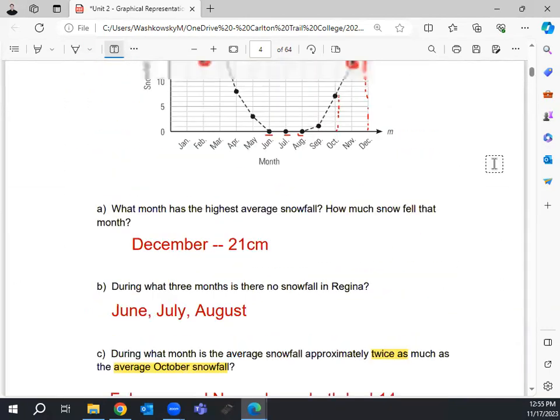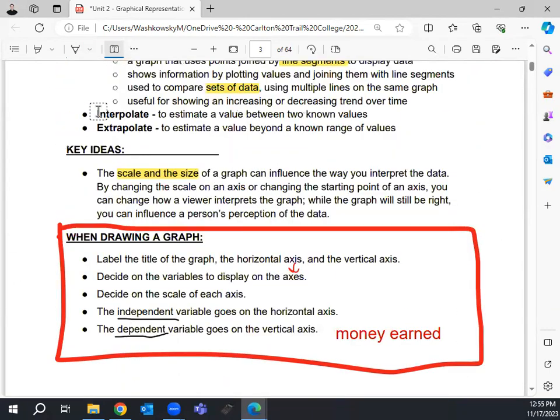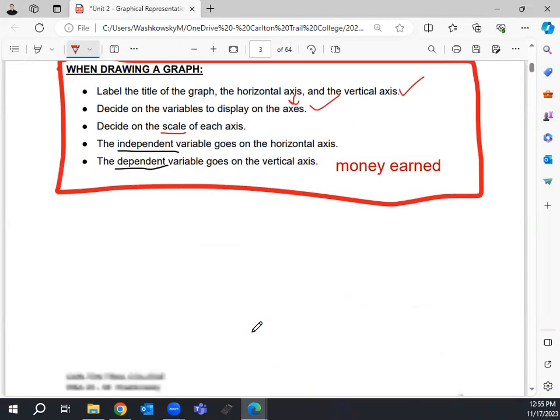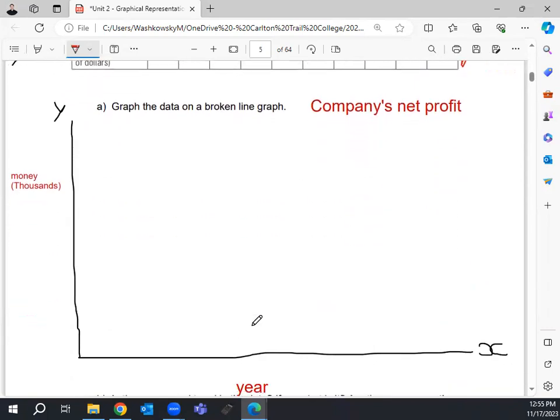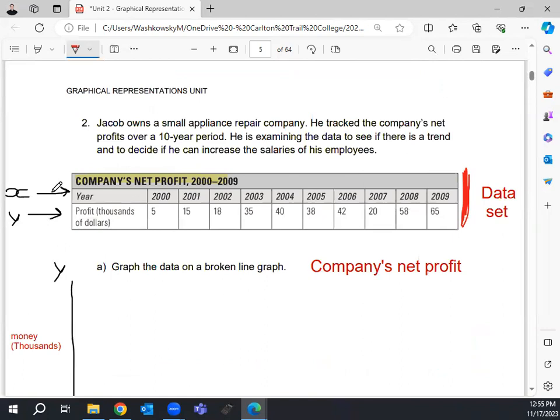Okay, so let's go to our next step here. What I need to do now is decide on the variables to display in the axes. I've already established that I want time to be X and I want money to be Y. So check, I've done that. Now I need to figure out the scale of it. To give you an idea, when I talk about the scale, I mean that I can see here how many years do I have?